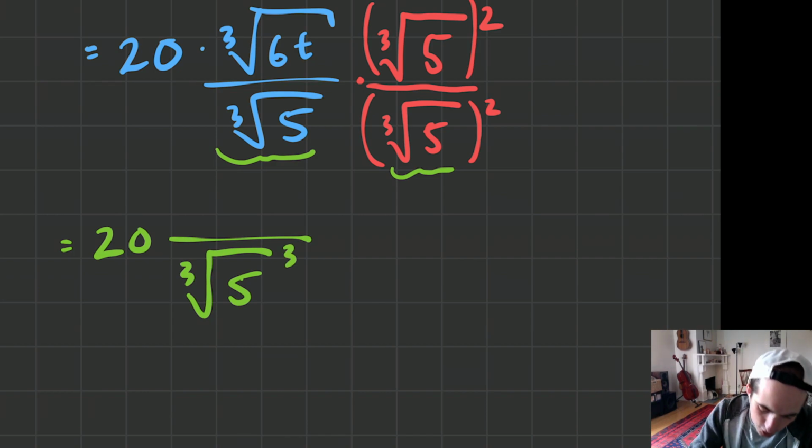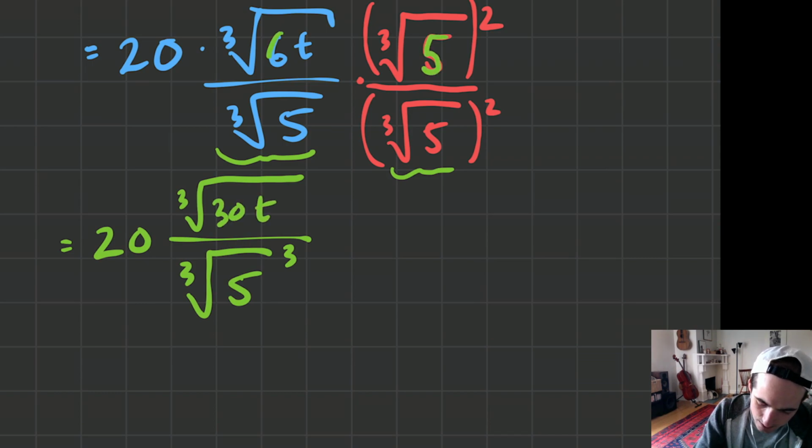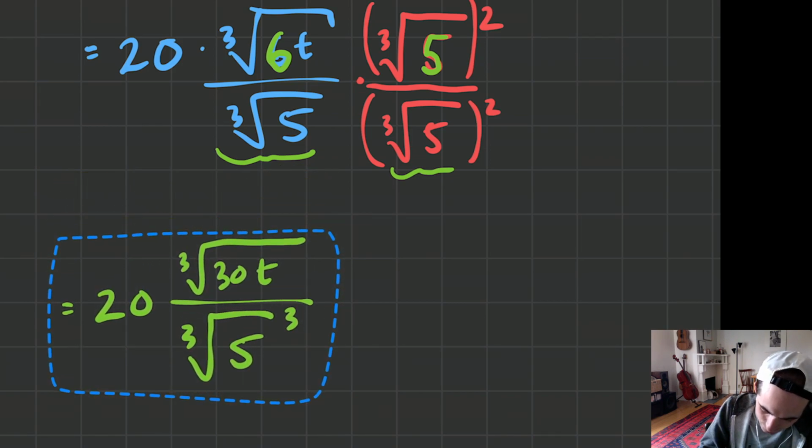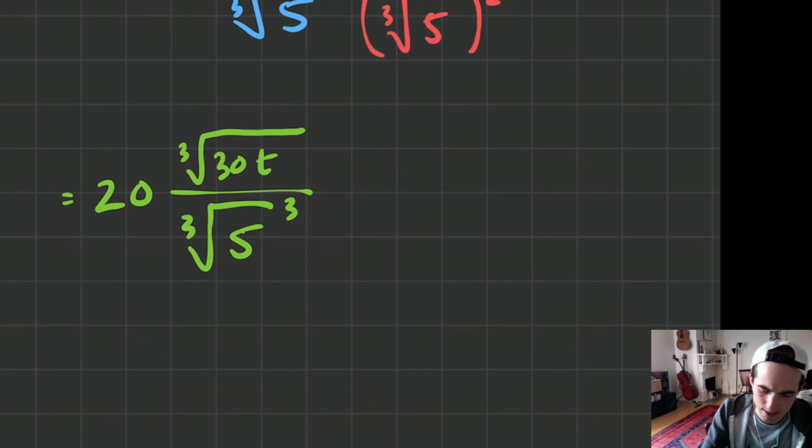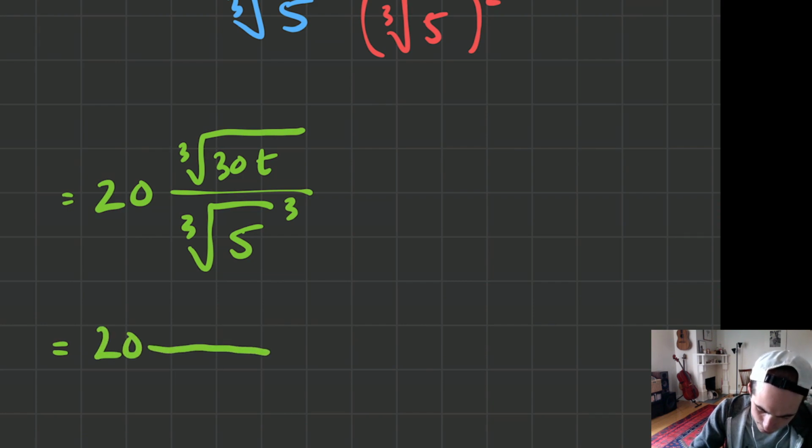I've got the cube root of 5 cubed, and the numerator has the cube root of 30t, right? Because I've got 5 times 6, which is 30, times t. So let me move this down. This is getting a little crowded. Yeah, that's better. And we don't need these anymore. Okay. And, well, the cube root of 5 cubed is just 5. So this is going to be 20 times, rather, the cube root of 30t all over 5.